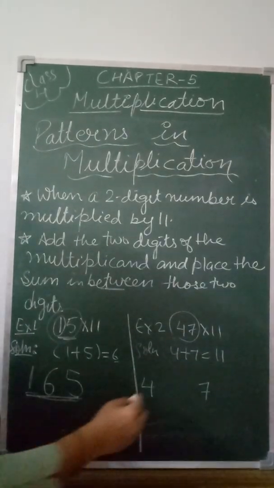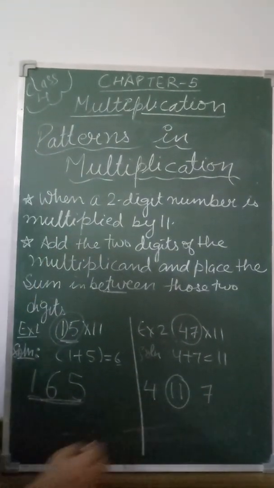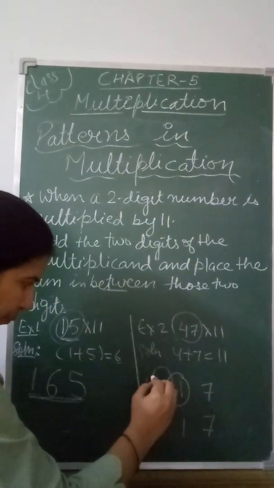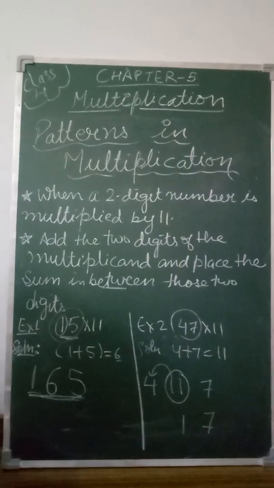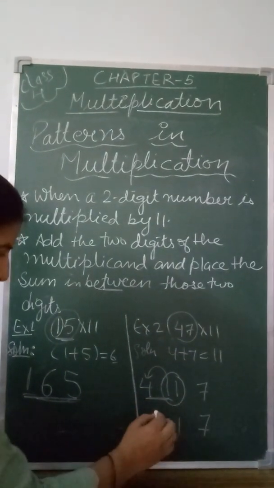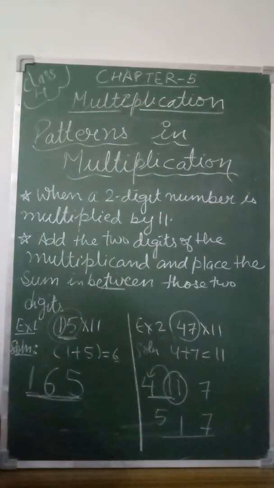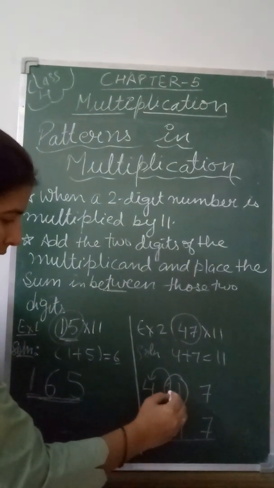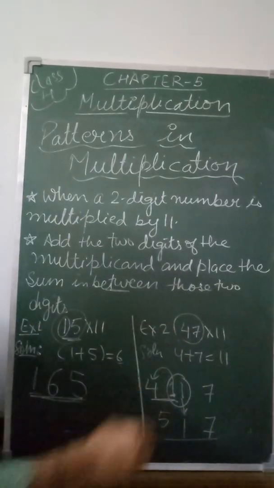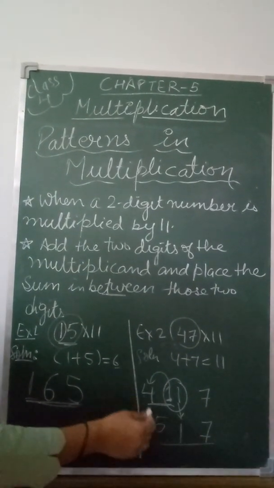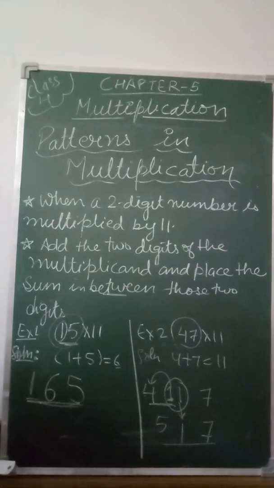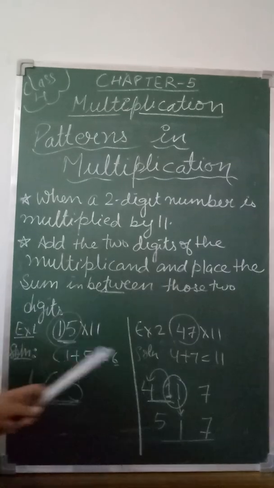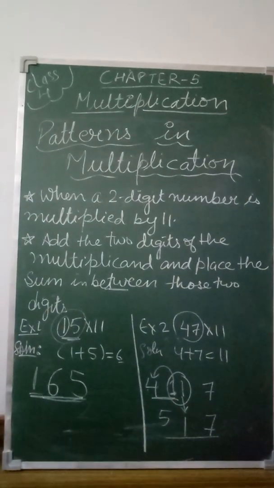So first place this number like this. Write 1 as it is, and carry forward the other 1 to the next number. So 4 plus 1 is 5. If the sum is a two-digit number, write one digit as it is and carry the other forward to the next number and add it. So the answer is 517. You can check the answer by doing the actual calculation, but this is the pattern.